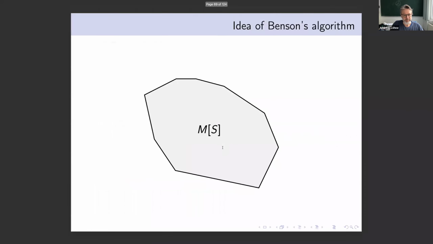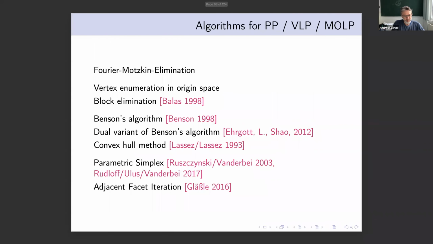And another type of algorithms is the parametric simplex method and adjacent facet iteration. The idea here is that the simplex algorithm is generalized and one goes from one vertex to the neighbor, or from one facet to the neighbor, and so on.